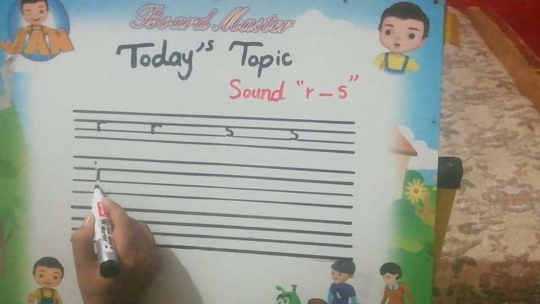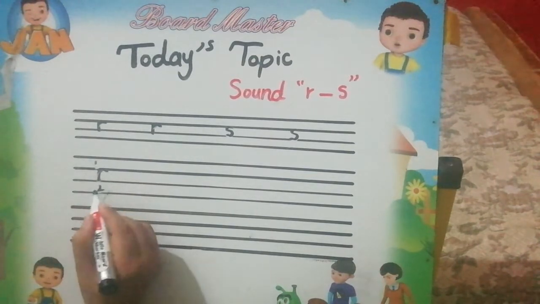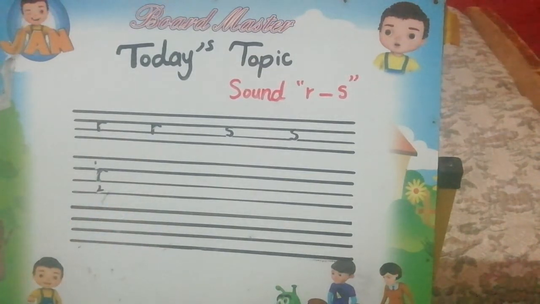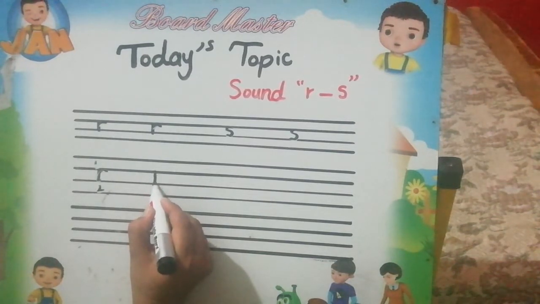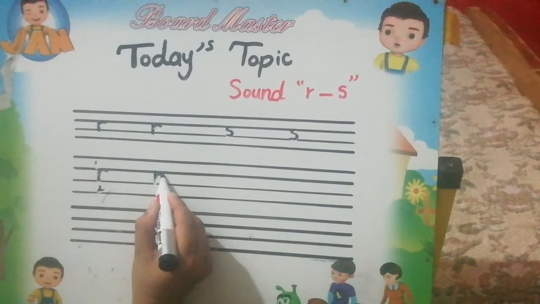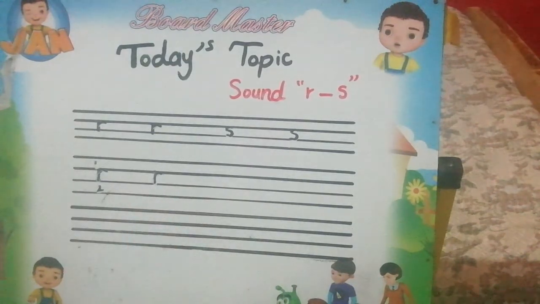And from the third line, go up and make a hook like this. This is our second stroke. Look carefully. I am writing r again. Straight line, go up and make a little hook. Come down and make a little hook. It's R.